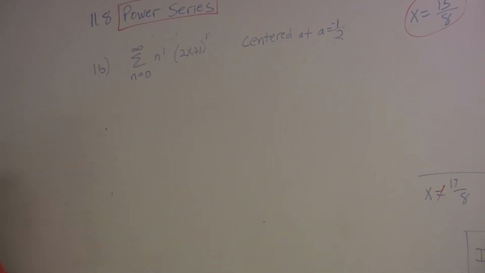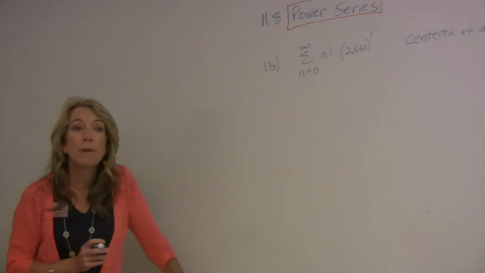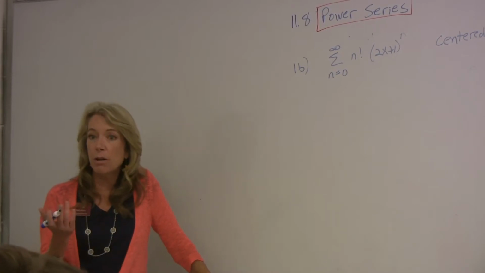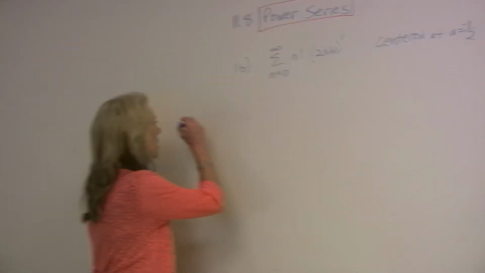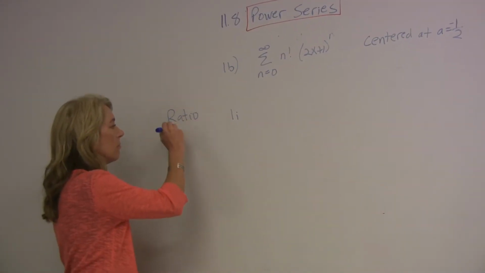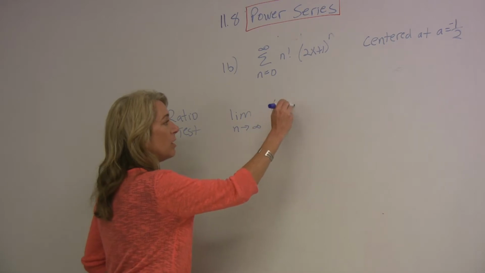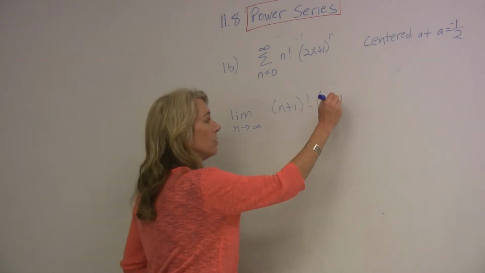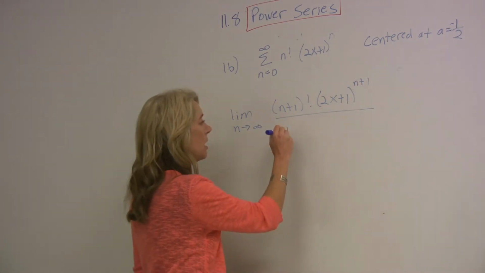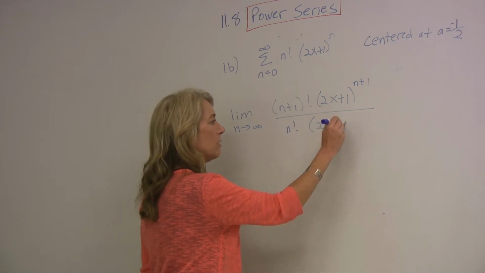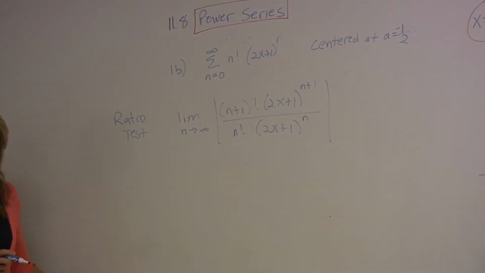So how do I force it to converge? Ratio test? Yeah, ratio or the root test. Because one has factorials, we definitely want the ratio test. So we're going to use the ratio test here. The limit as n goes to infinity of (n plus 1) factorial times (2x plus 1) to the n plus 1, over n factorial times (2x plus 1) to the n. The n plus first term over the nth term.